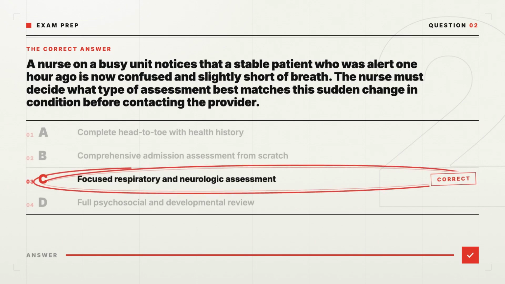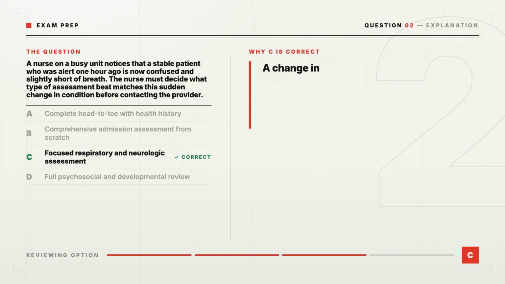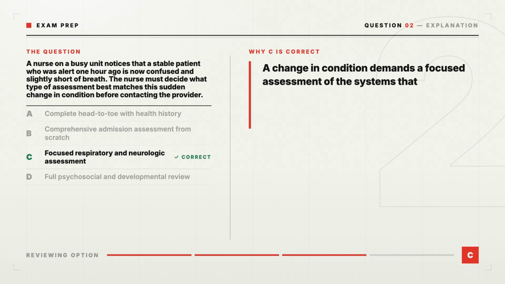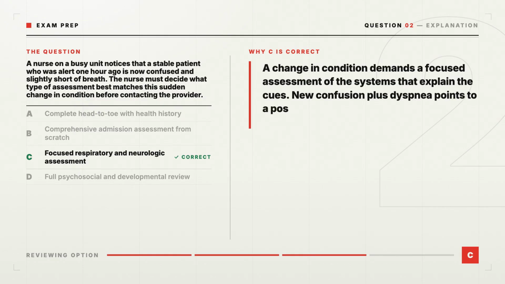The correct answer is C. Focused respiratory and neurologic assessment. C is correct because a change in condition demands a focused assessment of the systems that explain the cues. New confusion plus dyspnea points to a possible oxygenation or neurologic problem, and that pathway needs immediate evaluation.